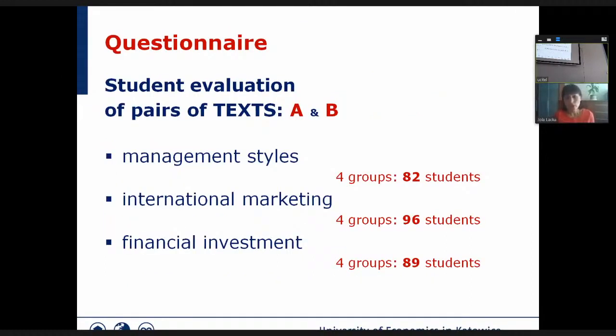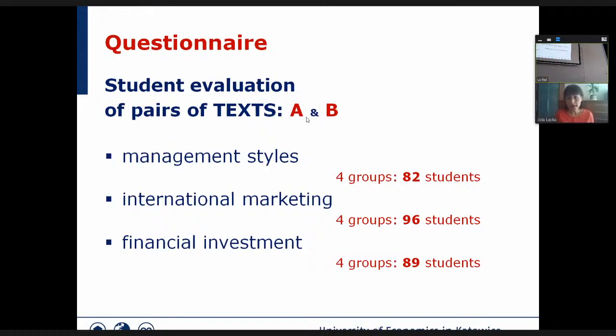So the students were basically asked to do reading comprehension activities based on pairs of texts. I marked them as A and B, and complete questionnaires with their evaluation of the relevance and usefulness of the texts in each pair. So 4 groups of students were presented with texts on management styles, 4 groups of students were given texts on international marketing, and 4 groups of students were given texts on financial investment.